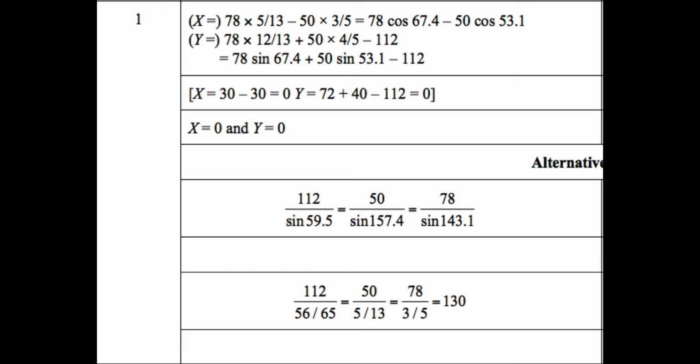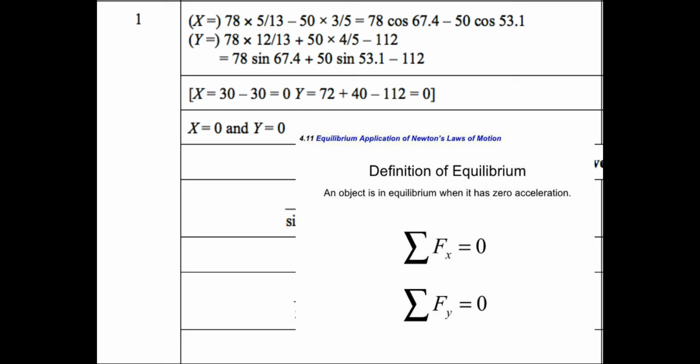This is actually in x and y. We split it into direction x and y. On the x direction, 78 times 5/13 is cos 67.4, minus 50 times 3/5, equals 78 cos 67.4 minus 50 cos 53.1. This is all force in direction x-axis. And then on the y direction, 78 times 12/13, plus 50 times 4/5, minus 112.